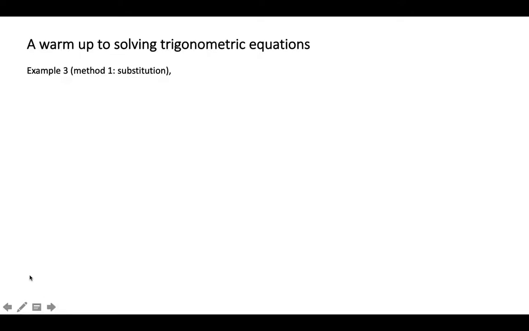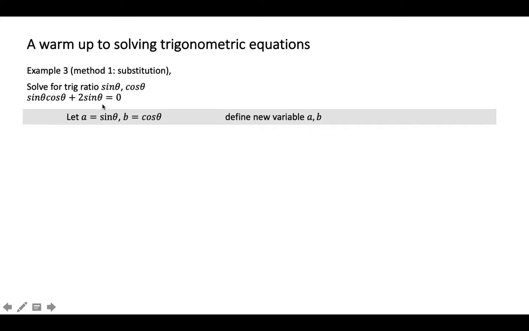I'm going to be solving a third example, and I'm going to be solving for two trigonometric ratios, sine theta, cosine theta, in the following equation. Since there's two trigonometric ratios, and I'm going to be solving through substitution, I'm going to be defining two new variables. So I'm going to say let A equal sine theta and B equal cosine theta.